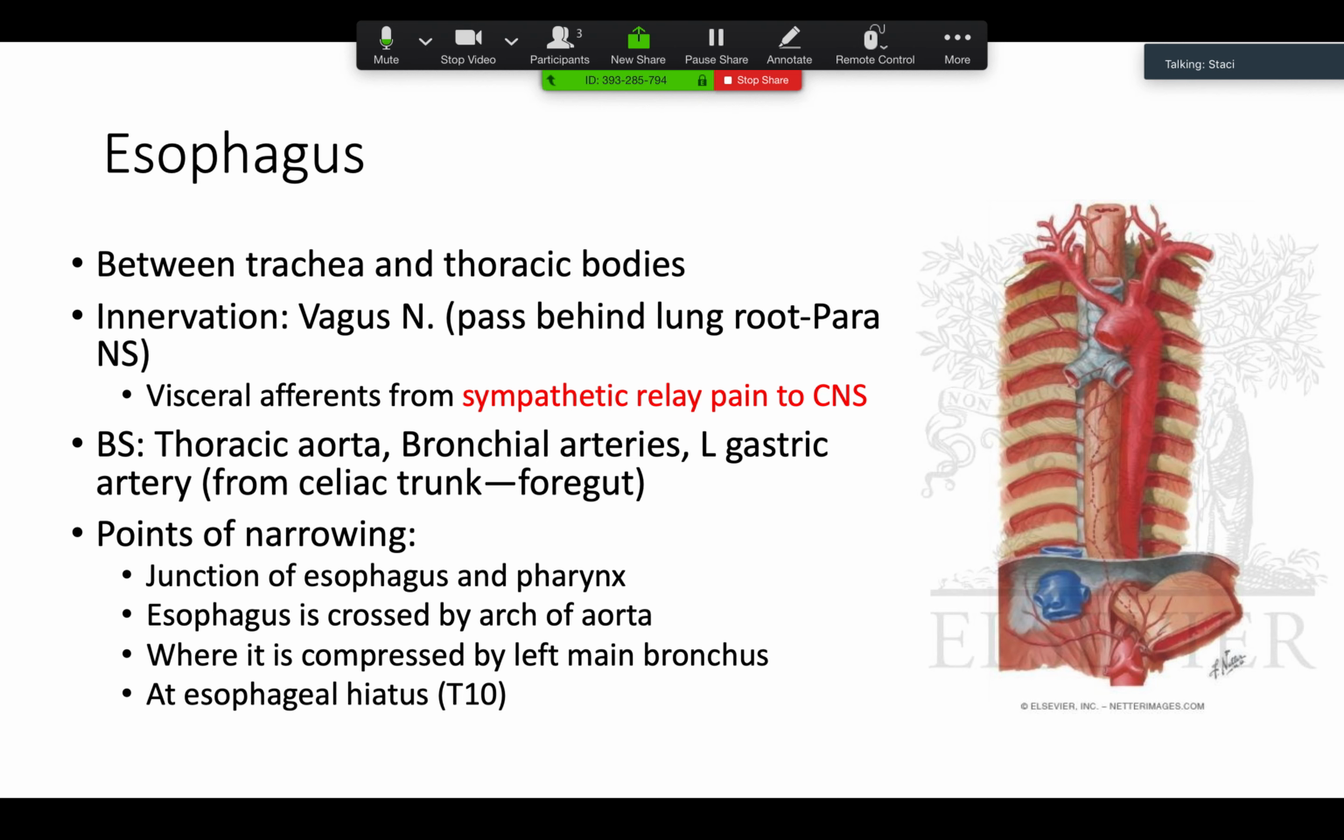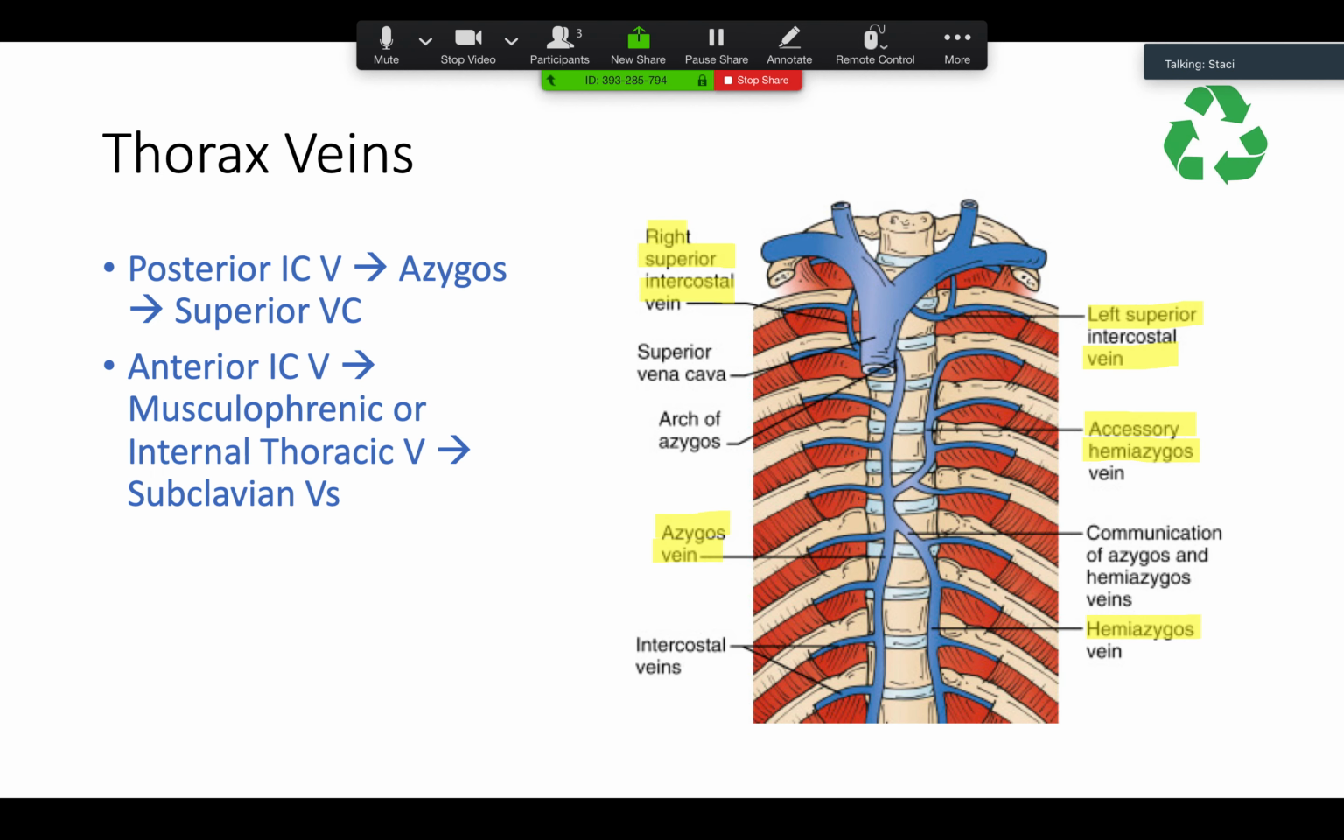But the esophagus has some points of narrowing. The junction of the esophagus and pharynx is one location, then where the esophagus is crossed by the arch of the aorta, which presses on it, so that could be a point of narrowing. Then where it's compressed by the left main bronchus, and also at the esophageal hiatus, which is T10. Why that is important is because at those areas, somebody might swallow something and it gets stuck. That's where some piece of food might get stuck, where this is narrowing.